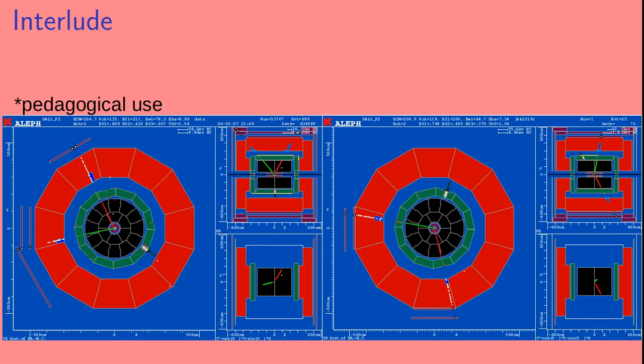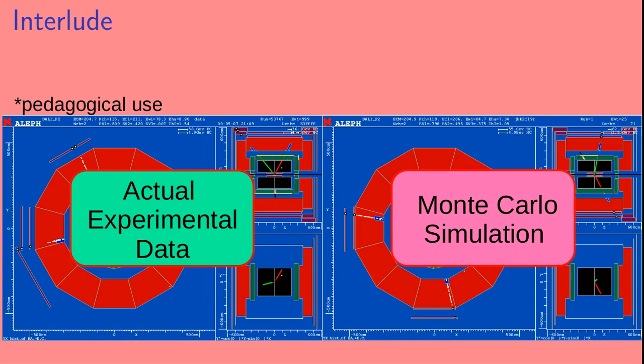Okay, so we've looked at these two events. There's one more thing to point out. The event on the left is an actual event registered by the actual Aleph detector. The one on the right is a simulated Monte Carlo event. So I want to emphasize that our simulated data samples have to have all of the detail needed to successfully do an analysis. They need to be almost indistinguishable from real data.